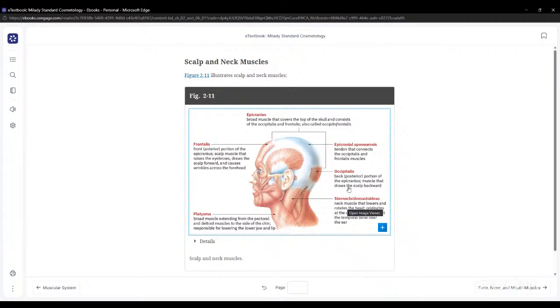Sternocleidomastoid. This particular muscle is on the side of the neck. You can find it, place your 2 fingers behind your ear and 2 fingers by your earlobe where your earring would be, but put it behind the ear. And then you would just trace it all the way down to your collarbone. This goes in an angle. So 2 fingers behind your ear and trace that muscle all the way down to the collarbone.